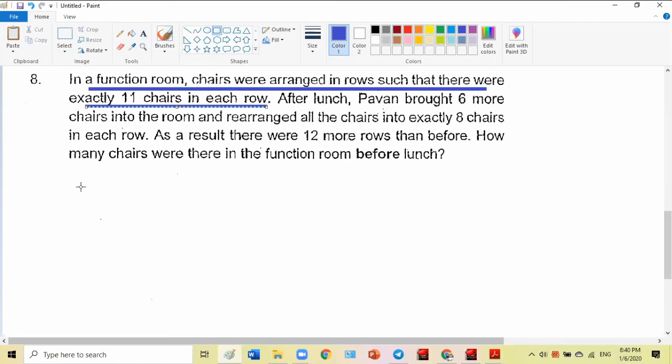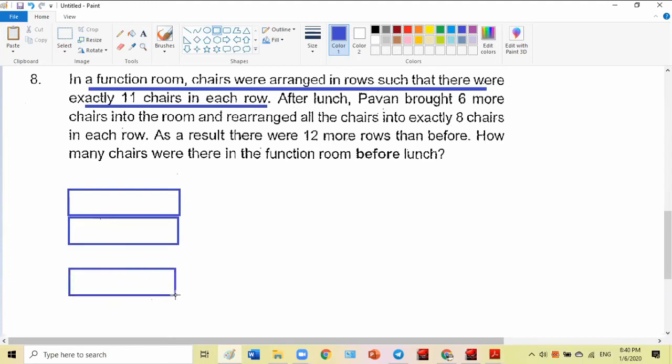Okay, let's draw some rows. So row one, row two. And I don't even know how many rows there are, so I just put a dot. But I know that there are 11 chairs in each row. Do people understand now?